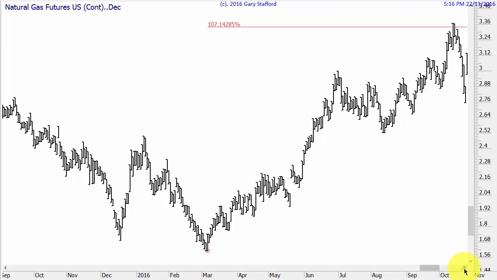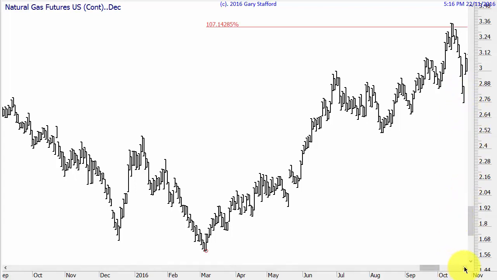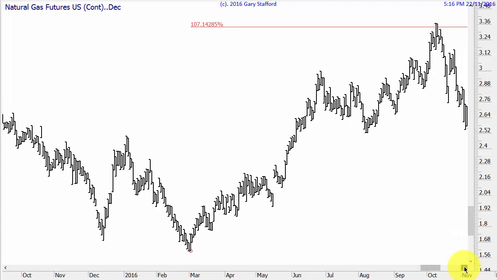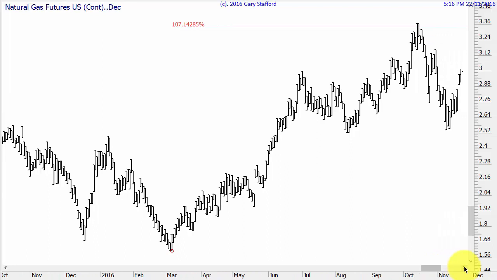Now that rise there is the change in contract. It's not that there was a massive rise in natural gas. So if you had carried on following the November contract, that would have been down here. But this is a continuous chart, so you get your changes in contract. But you can see that it went shooting down.